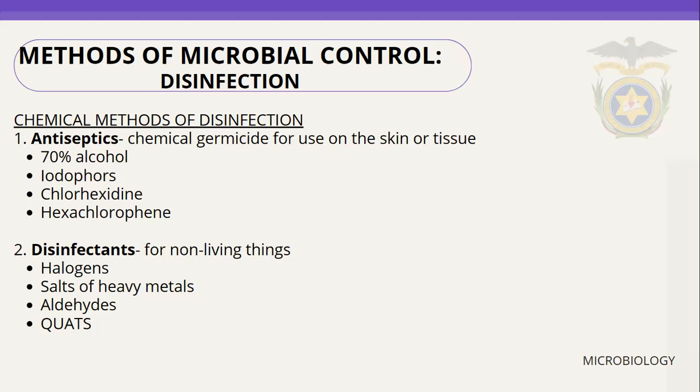Again, sodium hypochlorite or household bleach is our best disinfectant, and we use it at 1 is to 10 ratio or 0.5% bleach for blood spills. And if there's no sodium hypochlorite available, we can use vinegar as a substitute.